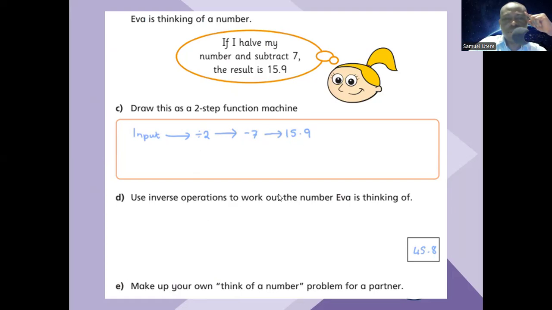And then it says use inverse operations to work out the number Eva is thinking of. Remember our inverse operation, you do 15.9 plus 7, you add 7, and then here dividing by 2, the inverse is to multiply by 2. When you do that, you'll get this result. Now you can use this as a little exercise with your friends, with mom and dad. You can think of a number problem with your friends and family.